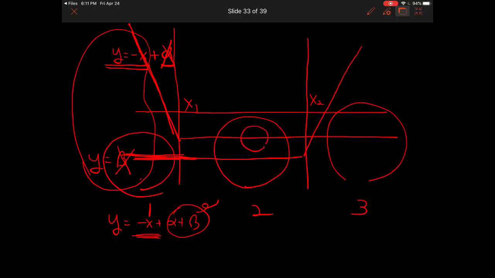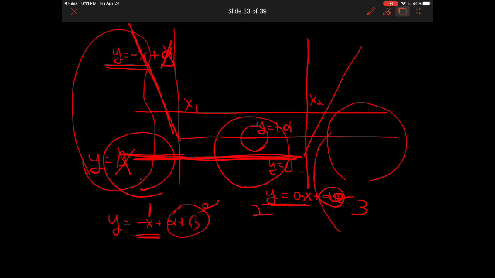What about here? Y equals minus alpha or plus alpha. This is y equals beta. Adding these two, I will have y equals 0 times x plus alpha plus beta. I still ignore this one. Y is flat.